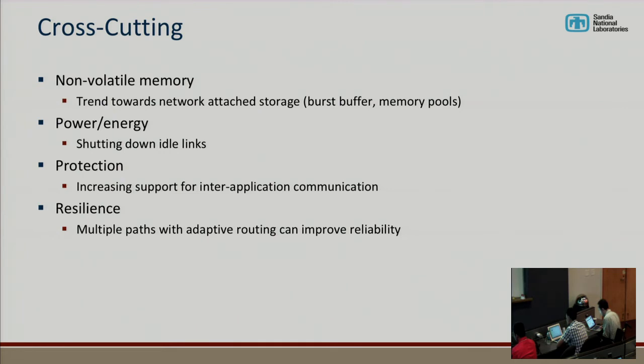Increasing support for inter-application communication is one of the things that I threw in there. Yeah. So I've read reports saying that the overall contribution of network towards the energy consumption is like less than 5%. Yeah. So do you think this will be a significant benefit to future systems?